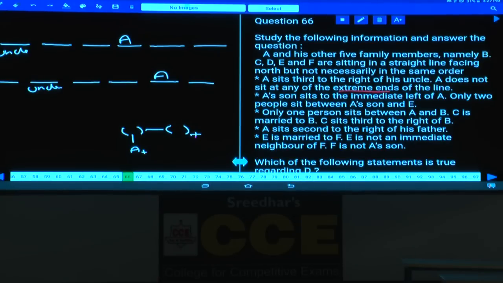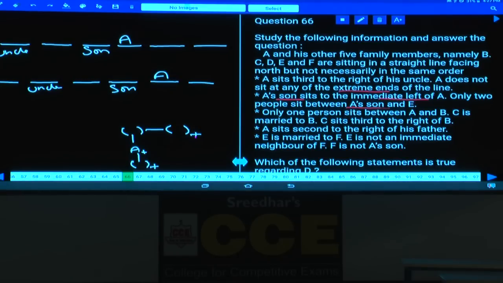A is having a son. A's son sits to the immediate left of A. Now that person is seated to the immediate left of whom? To the immediate left of A. Hence A's son must be at this place because all the persons are facing towards north.